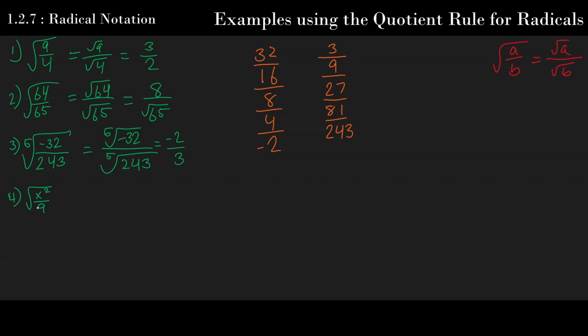Number 4. The square root of x squared divided by 9. Here we have a variable in the radical of a quotient. Starting with the quotient rule, we have the square root of x squared divided by the square root of 9. Now we have a square root of a square, and we don't know what the value of x would be, so we have to utilize the absolute value for the radicals. We end up with the absolute value of x divided by 3.